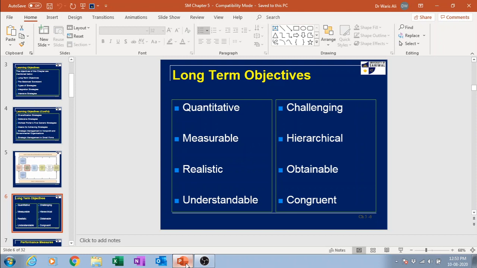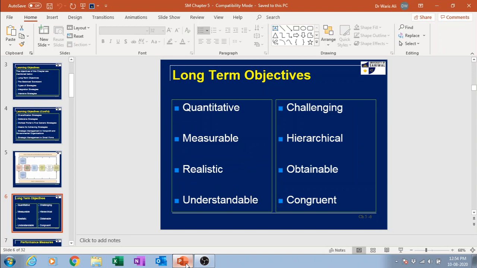If you say that we want to increase our sales by 3,000%, it is not practical. It's not realistic. So based on the market situation, based on the previous trends, based on the history, you need to set up realistic objectives. And then fourthly, it must be understandable.